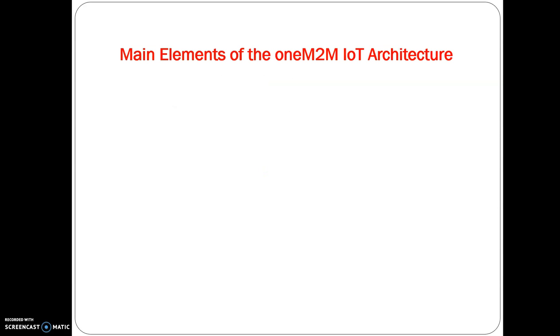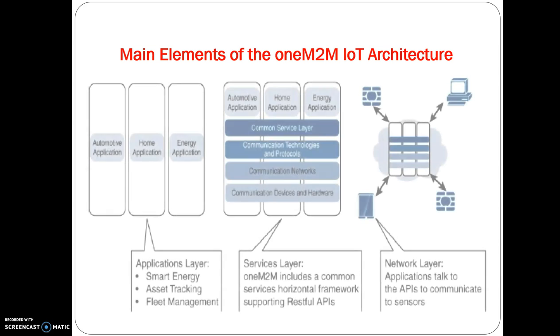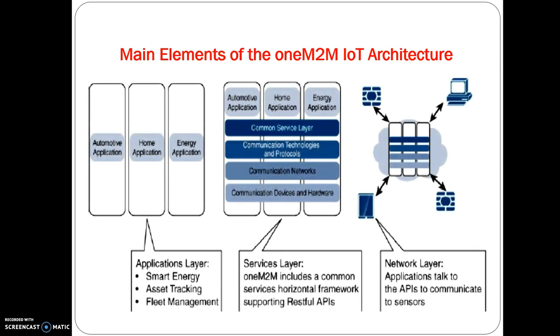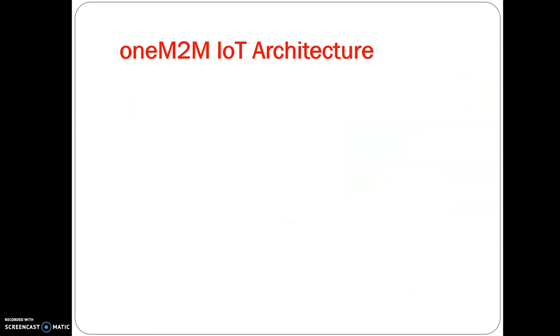Now after discussing the challenges, let's talk about the main elements of the oneM2M IoT architecture. These are the main elements: you can see the application layer, service layer and the network layer. Okay, so let's learn about this in more detail.